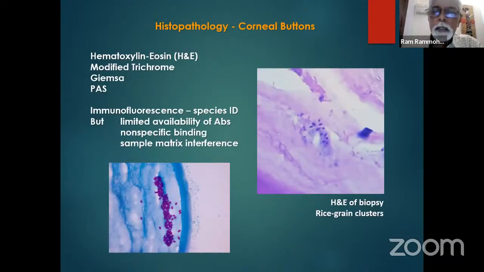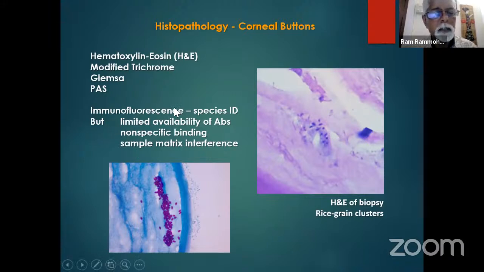Histopathology. So now cases which have undergone therapeutic keratoplasty, send the buttons, works extremely well. At least post keratoplasty, you can confirm your initial suspicion or your diagnosis. And the commonly used smear stains are hematoxylin eosin and modified trichrome, although Giemsa also works quite well. And so on the right side over here is an H&E biopsy showing the typical rice grain clusters. And there were some other pictures from the other presentations. You could clearly see these going in a line parallel to the lamellae. And those are usually dead giveaways that this is Microsporidia.